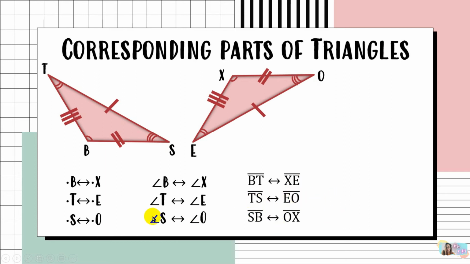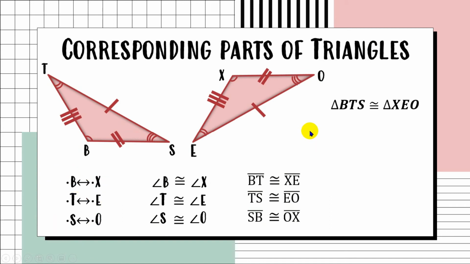Again, bawal magkapalit yung position ng bawat vertices. Okay? Then, the last one is side SB. May tatlo tayong markings dito sa angle, papunta dun sa isa. So, ganun din dito. Tatlo, papunta dun sa isa. So, we have side OX. Okay? And, if these parts are congruent, ibig sabihin po, meron tayong two congruent triangles. At paano natin papangalanan yung two congruent triangles natin? Kung pangalan natin sa unang triangle, triangle BTS, then congruent siya sa XEO.